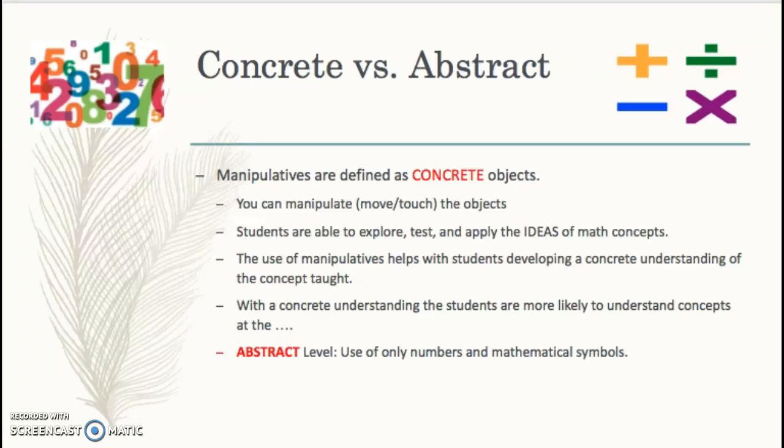If the students have that concrete understanding of that content, then they will more so be able to move on to an abstract level, which means they'll be able to use only numbers and mathematical symbols. They will no longer have to just rely on those objects. They will be able to understand and think using only numbers and symbols.